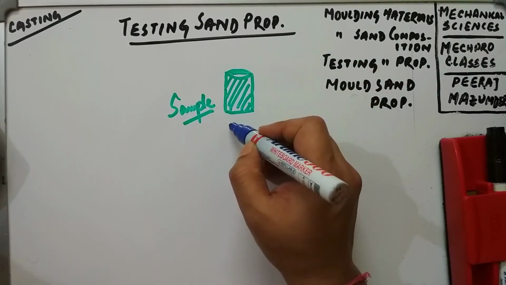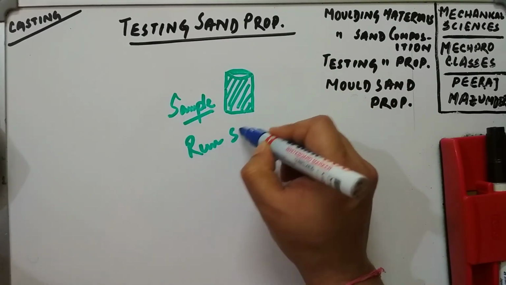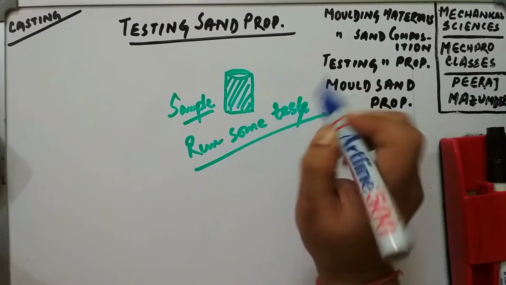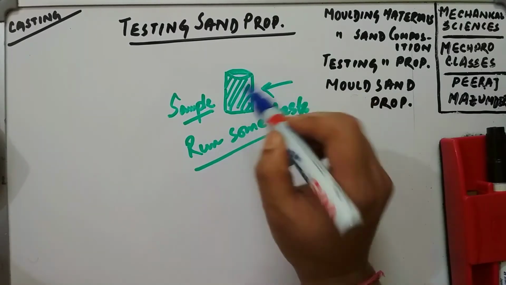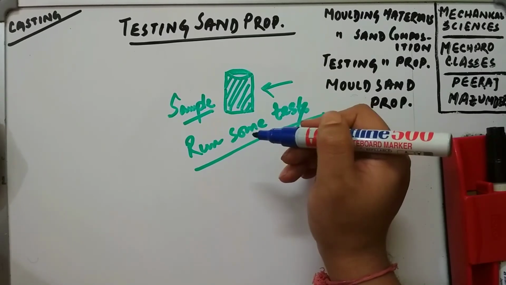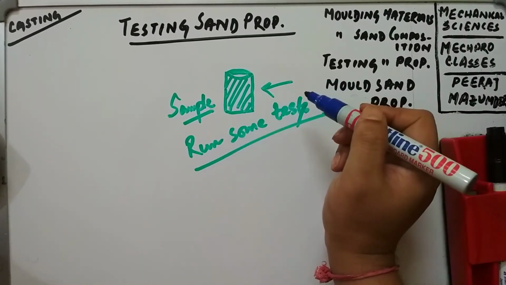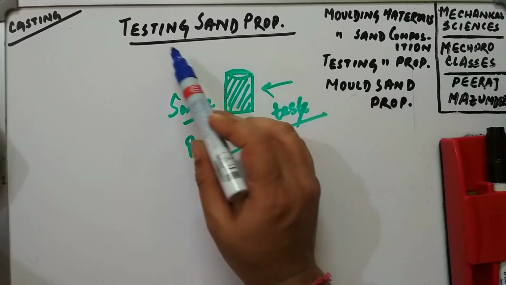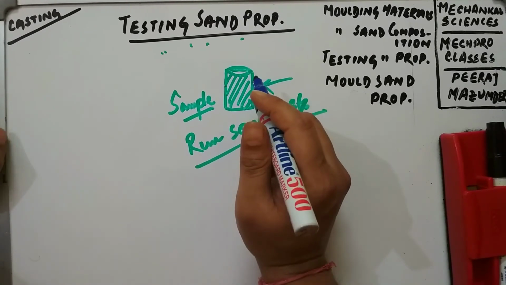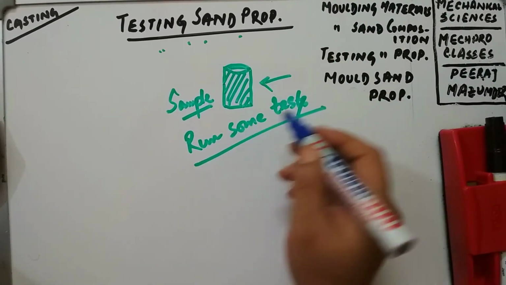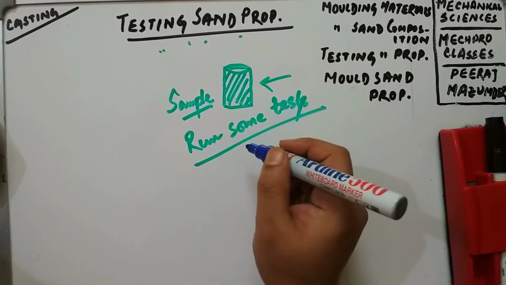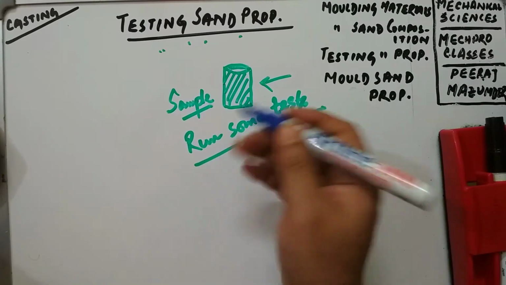Now we have to run some tests to check whether this molding sand has enough strength, enough durability, and all other properties. This is known as testing sand properties. There are many tests; the main important ones I will write here. This topic is very important for your lab examinations as well, because in the lab you have to carry out these experiments.